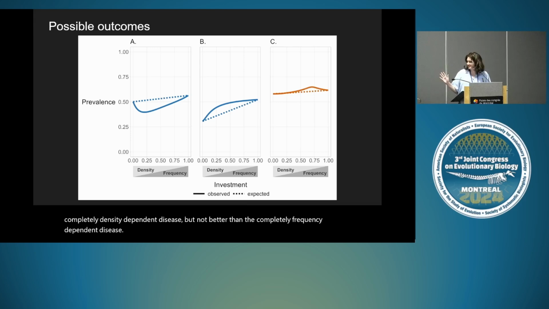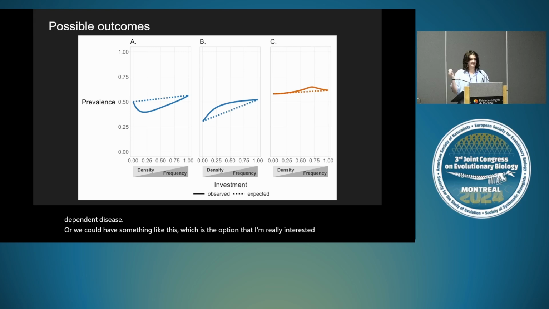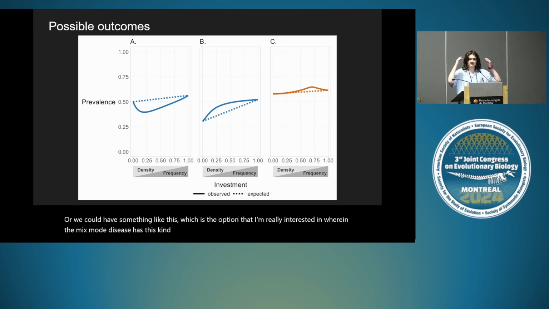Or we could have something like this, which is the option that I'm really interested in, wherein the mixed mode disease has this kind of peak in prevalence. So the mixed mode disease is performing better than either single mode disease.